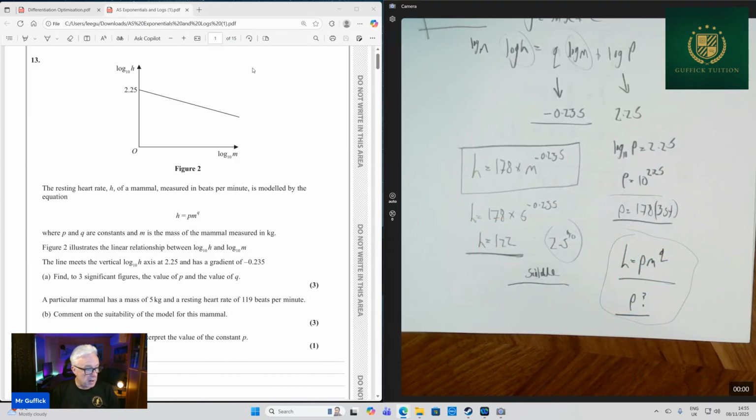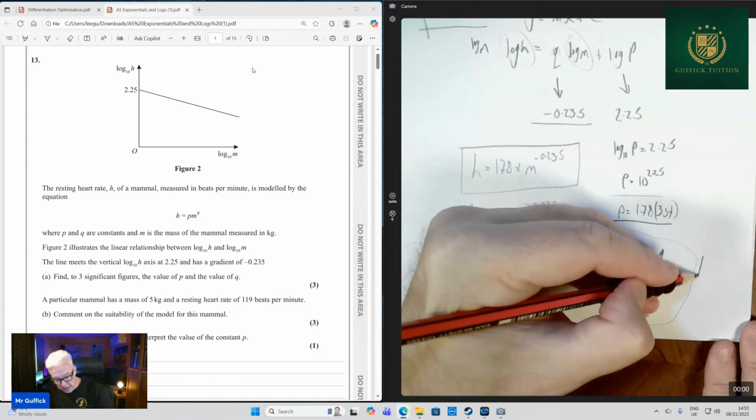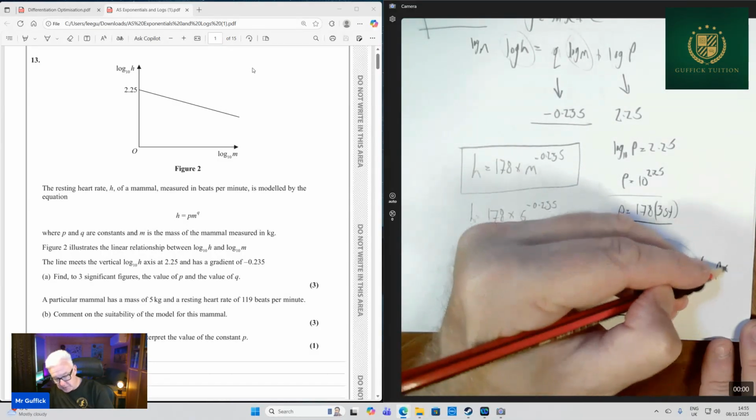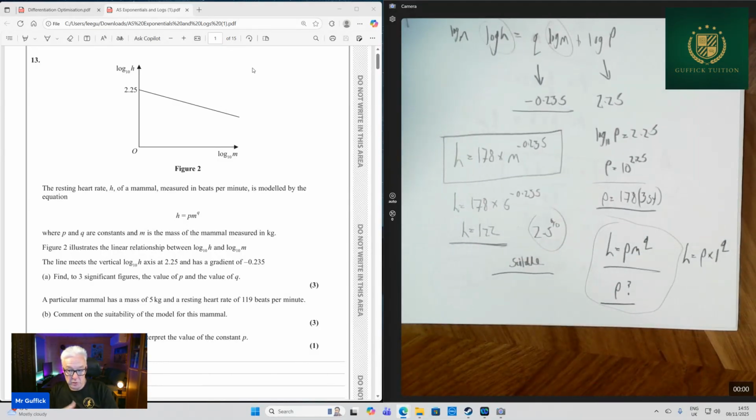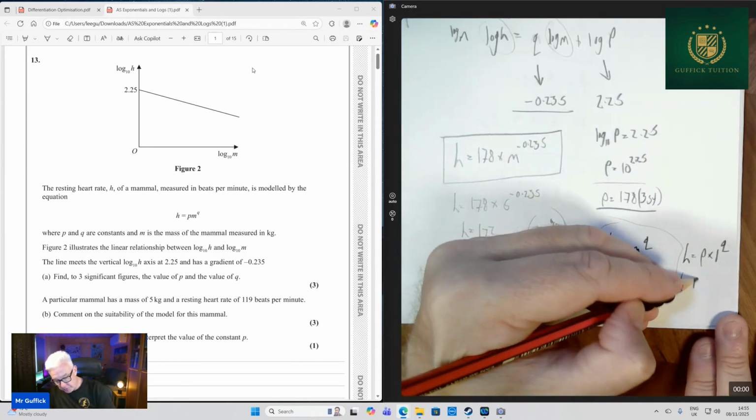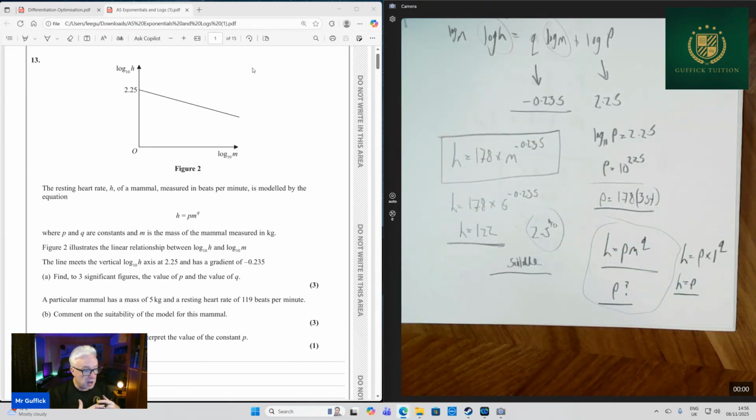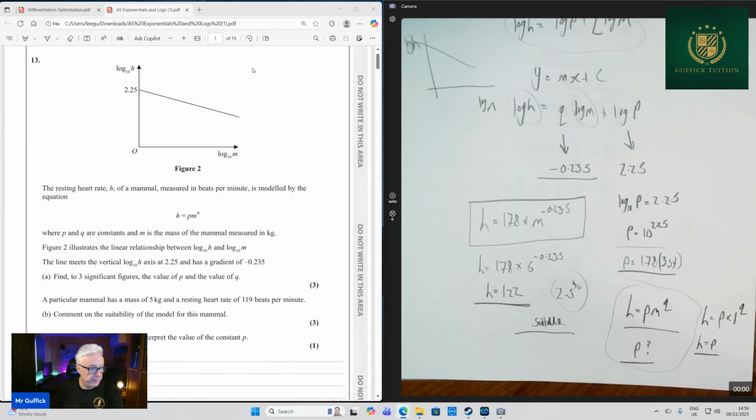kilogram, then yes, SV, you get confused with that part C as well. You're not on your own. Almost nobody that I ask knows the answer to this part C unless they've seen this question before. And the answer is, if you imagine you've got a mammal that has a mass of 1 kilogram, then the equation would become h is equal to p times 1 to the q. But 1 to the q is just 1, so therefore it would just be h equals p. So it's the resting heart rate of a mammal with a mass of 1 kilogram. Okay, so that's what that bit is. Now that's a really important style of question.